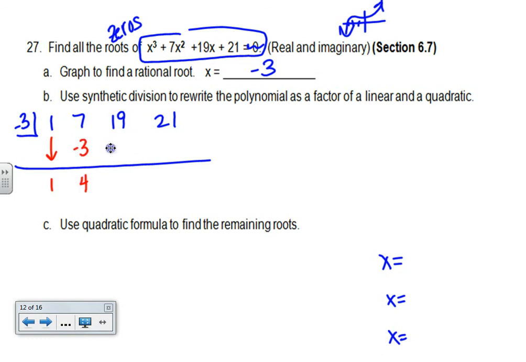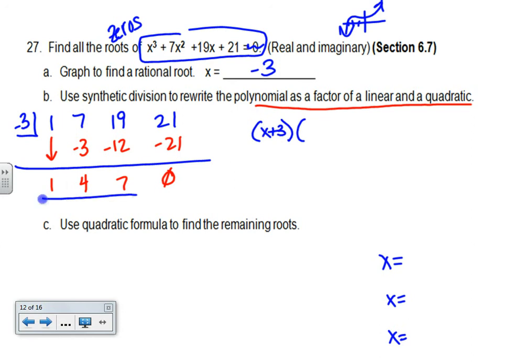Multiply and add. Oh, cool. I think it's going to work. Yep, sure enough, I do get a remainder of 0. Now notice the directions say, now write your polynomial as a product of a linear and quadratic factor. What we have here is x minus 3 is a root. That means x minus 3 is the factor.